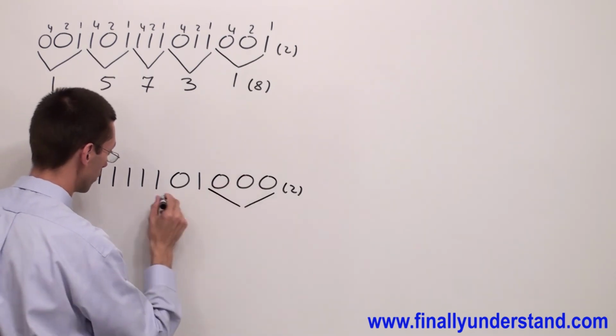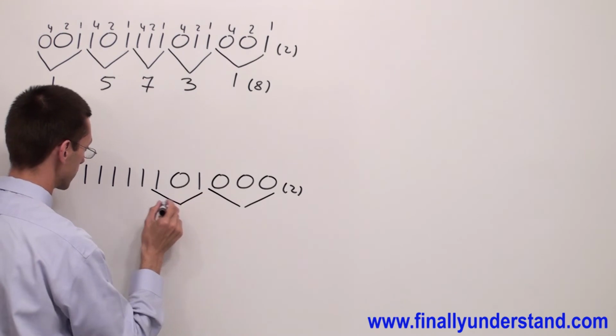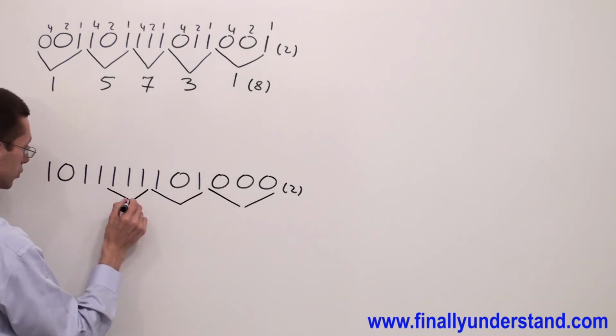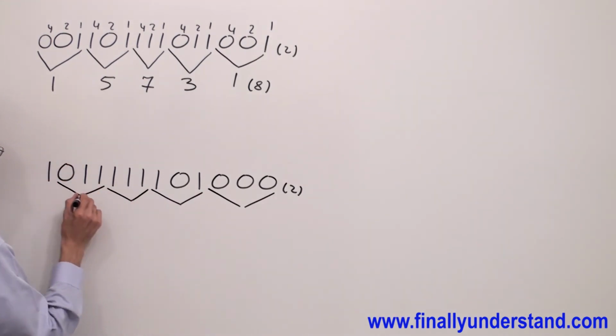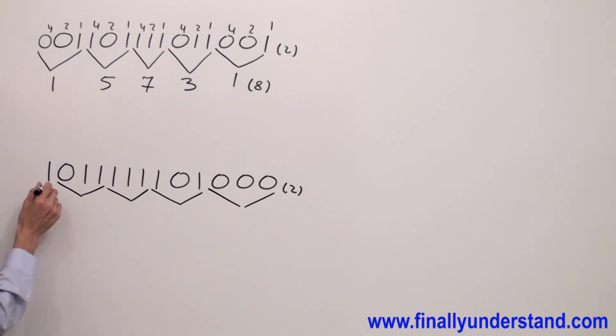So I have one group. This is my second group. This is my third group. This is my fourth group. And I have just 1 bit, but I'm supposed to have 3. That's why you're supposed to add zeros over here.